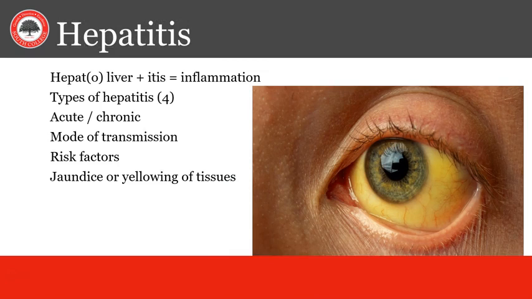Hepatitis refers to the inflammation of the liver. Hepato refers to liver, and itis to inflammation. This can be caused by viruses, chemicals, genetic disorders, cholelithiasis, cancers, etc. The most common causes are viruses and alcohol, and this can lead to the yellowing of the skin called jaundice.